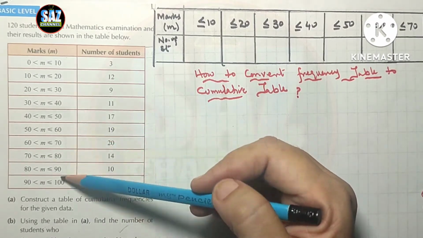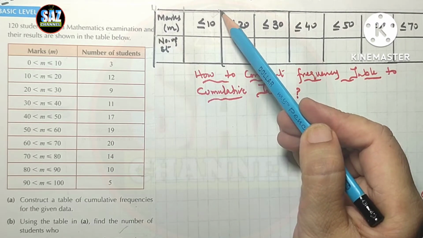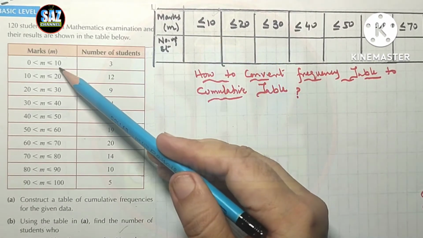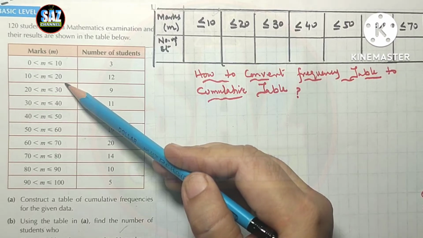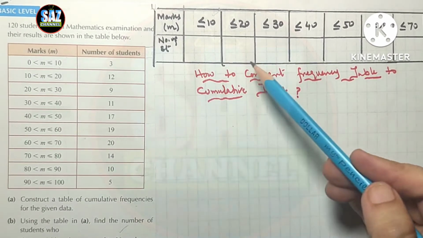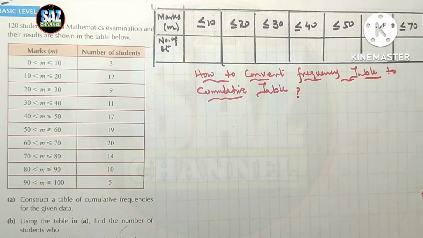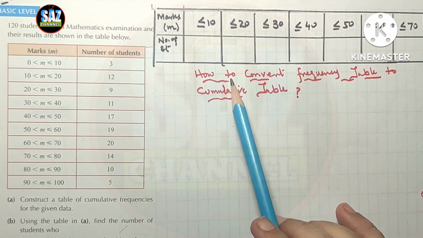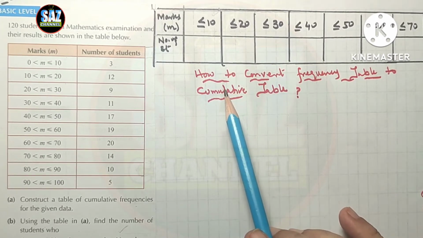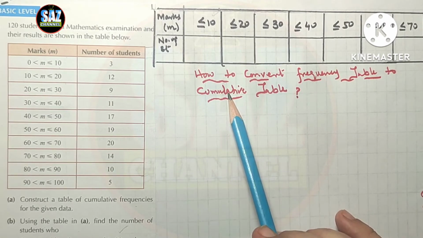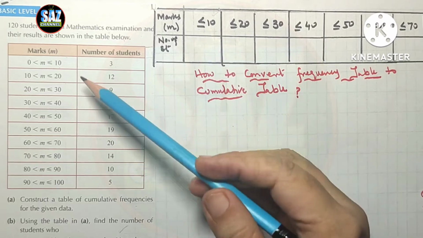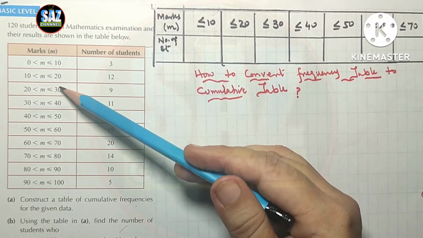We have to take the upper class boundaries of each class, and we have to mark the x values like less than or equal to. So the upper class boundary of the first class is 10, then the second class is 20, then 30, 40, 50, 60, 70, 80, 90 and 100. I hope you are clear that in order to convert your frequency table into a cumulative frequency table, the x column has to be marked with the symbol less than or equal to, and we have to take the upper class boundaries.